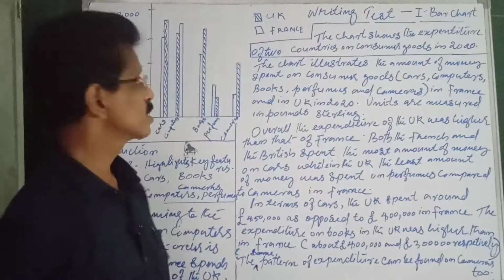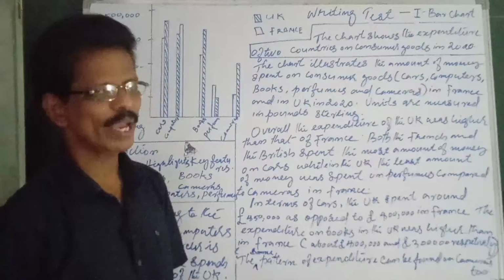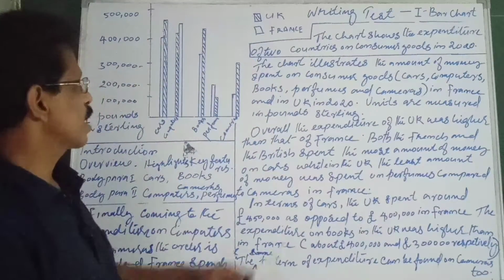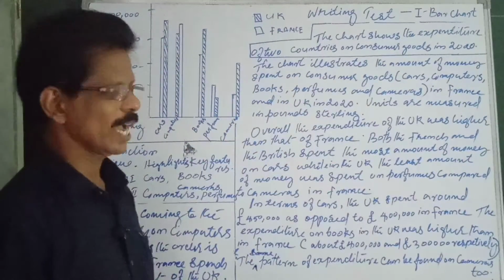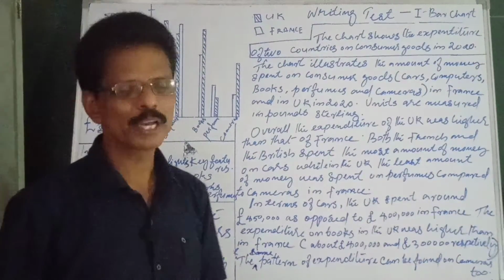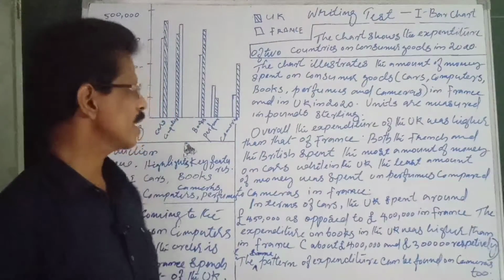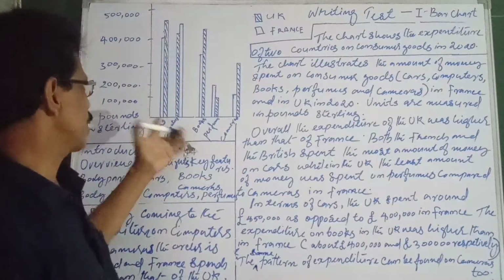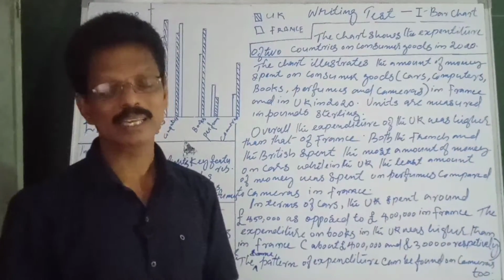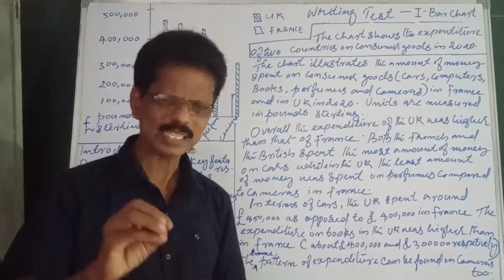Okay. Not necessarily exactly this line is rewritten using some other words. Not that. So what is the introduction to this chart? The chart illustrates the amount of money spent on consumer goods by two countries, UK and France. And the amount of money is measured in pounds sterling. That is the introduction. It can be in one or two sentences, that is enough.